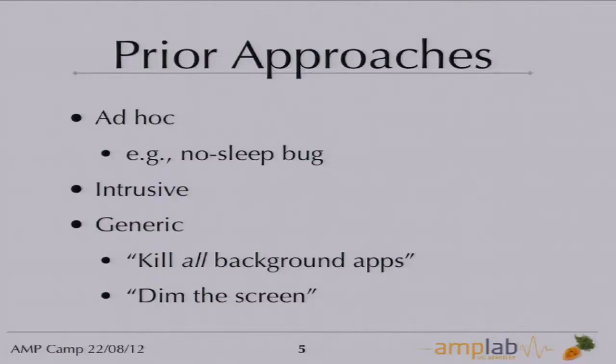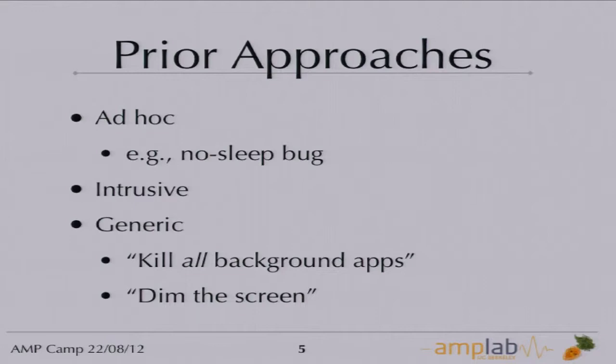So energy bugs on mobile devices is still a relatively new area. So far, all of the approaches fall into one of these categories. There's been some work out of Purdue about looking for specific kinds of energy bugs. And these have been ad hoc approaches where they would look at the source code and try to find particular patterns of misbehavior. Most of the approaches are intrusive in some way. They require modifications to the operating system or to the code of the applications that you're trying to debug.